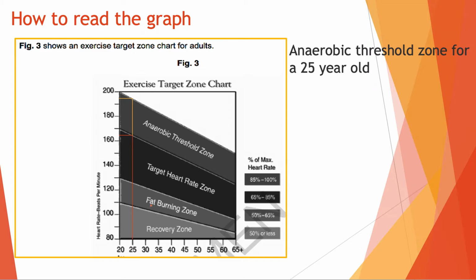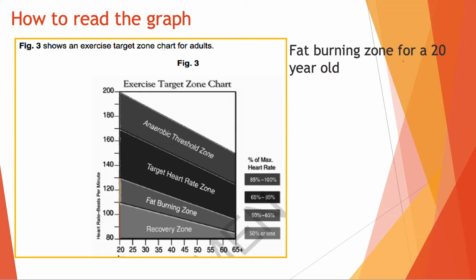So let's have a go at working a few of these out. So we've got somebody who wants to work in the anaerobic threshold zone. So we'd find that's this top one, the 25. So we track up from 25, and I think we would say that that's about 165 beats per minute to about 195 beats per minute. That would be the target heart rate for this 25-year-old who wanted to work in the anaerobic threshold zone.